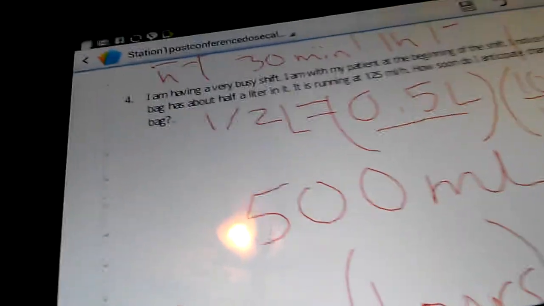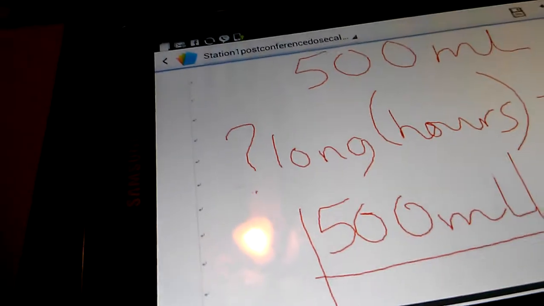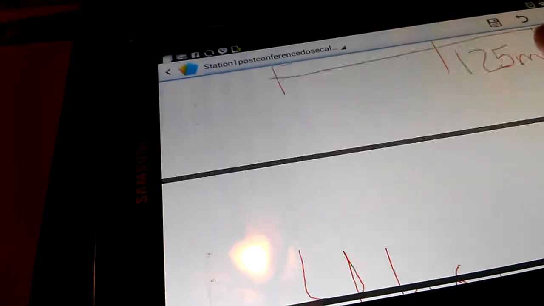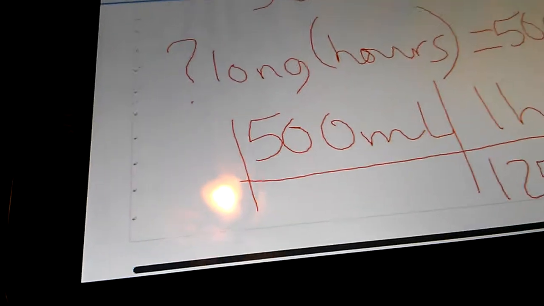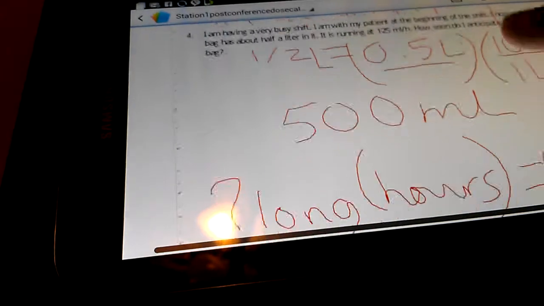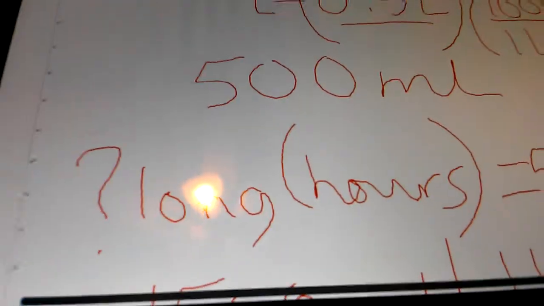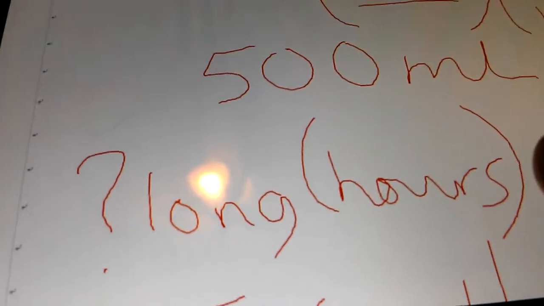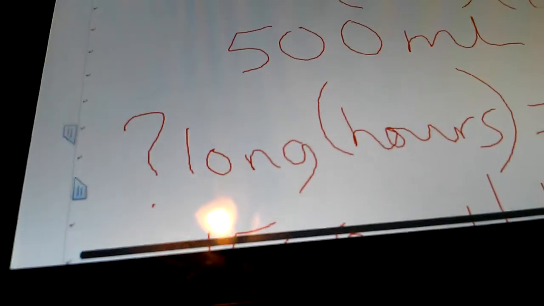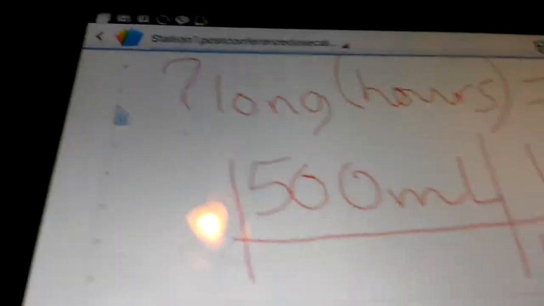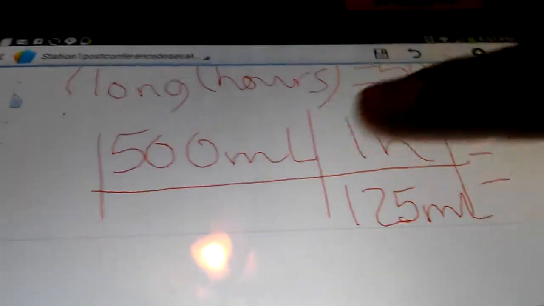It did not indicate whether you were looking at minutes or hours. Truly, I would be looking at hours, because I'd ask how many hours until I need to be back in there to change it. So I'm going to ask the question, how many hours equals 500 mils? Well, I need to get it in hours, so I need to convert that.